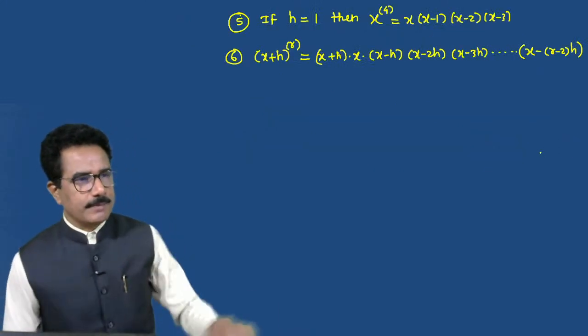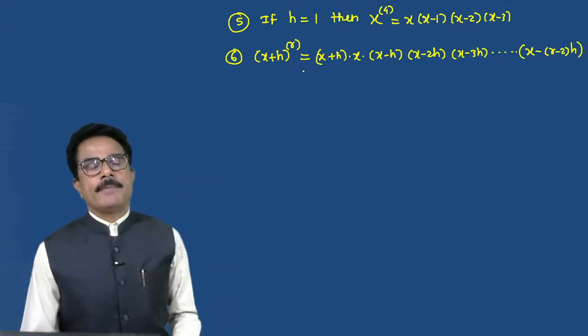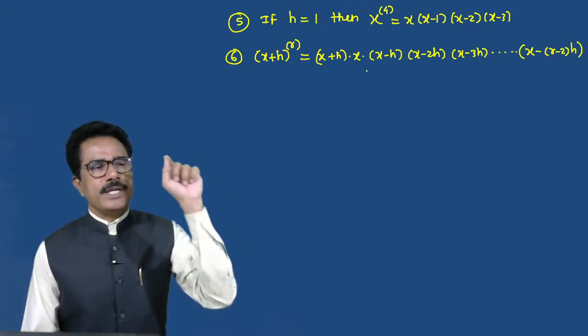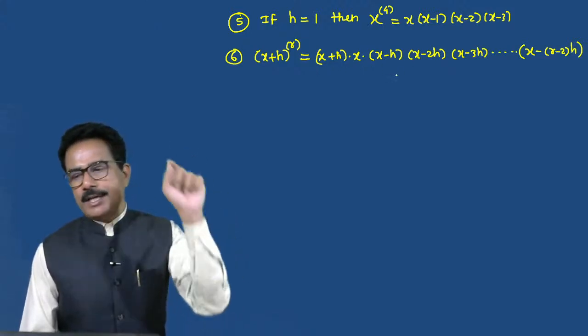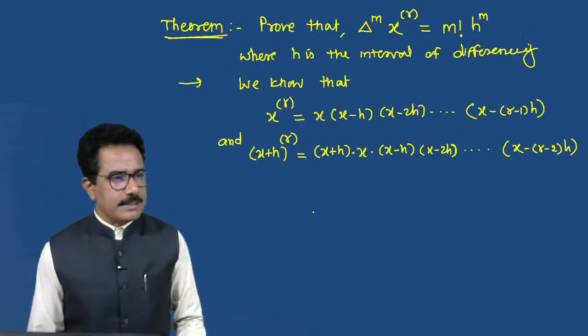In this way, see this, according to the definition, (x plus h) raised to r factorial means x plus h into x minus h into x minus 2h, in this way. Now we have to write this.